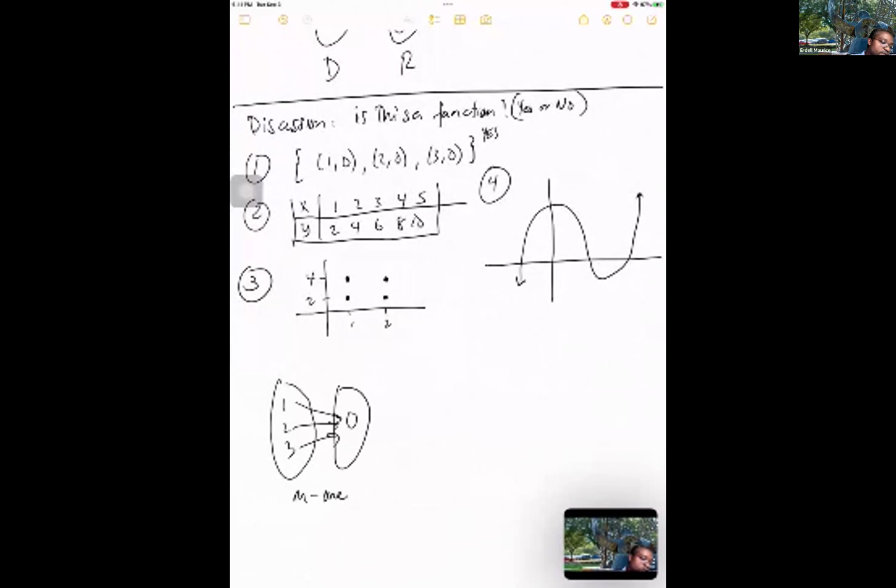Number 2 is also yes. Every element in the domain, if you look very carefully, is mapped onto one element in the range. And so therefore, this is a function.